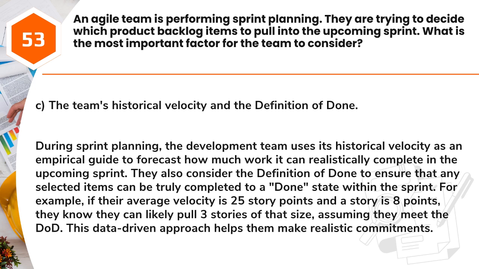They also consider the definition of done to ensure that any selected items can be truly completed to a done state within the sprint. For example, if their average velocity is 25 story points and a story is 8 points, they know they can likely pull 3 stories of that size, assuming they meet the DoD. This data-driven approach helps them make realistic commitments.